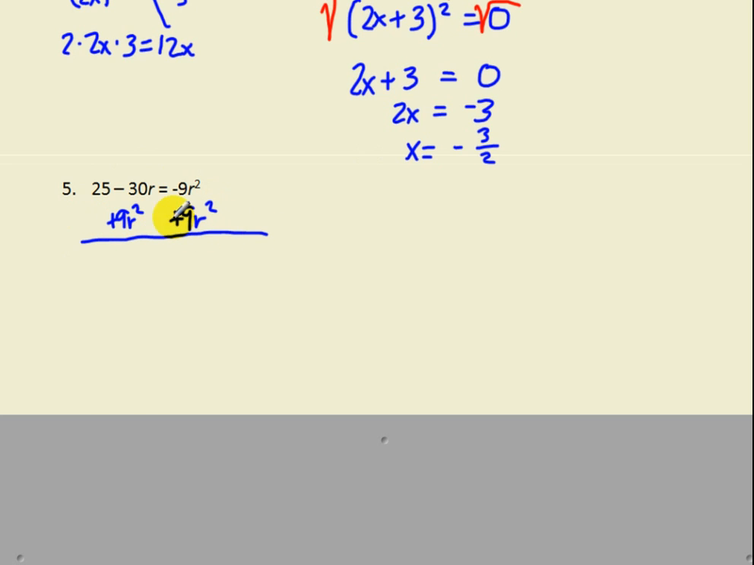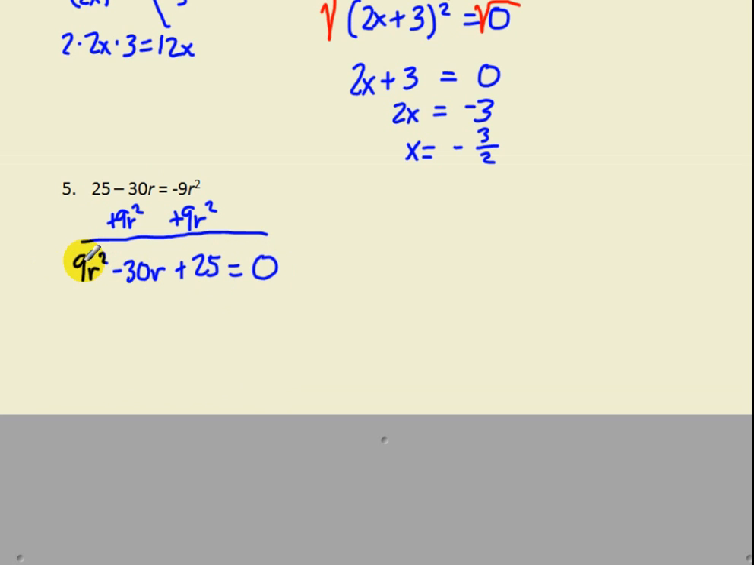And then I would suggest you write in standard form. So start with the highest exponent, the largest degree. So we have 9r squared, and then minus 30r. Make sure you keep that negative sign with the 30r, plus 25. And this is equal to 0. Okay, so we have a quadratic. It's already set equal to 0 now. So now we want to see if this will factor.